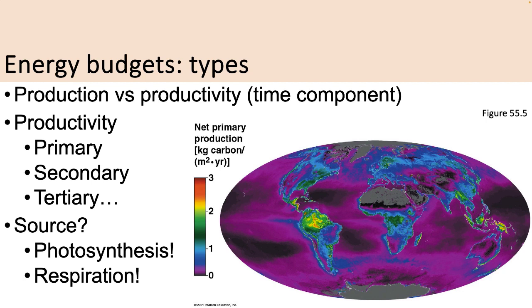Primary, photosynthesis. Secondary, you ate the thing that did photosynthesis. Tertiary, you ate the thing that ate the thing that ate photosynthesis.